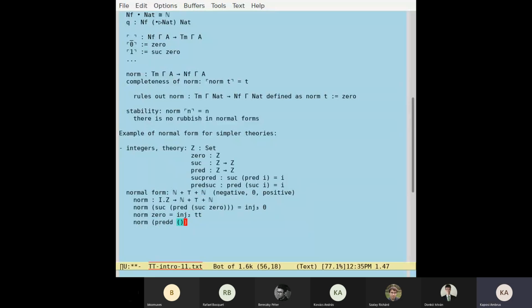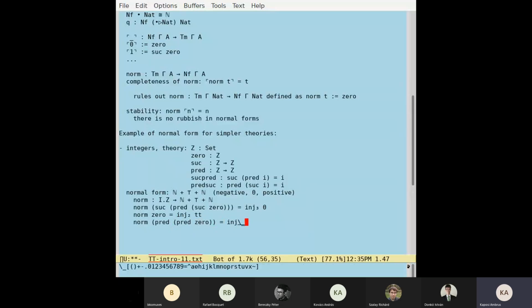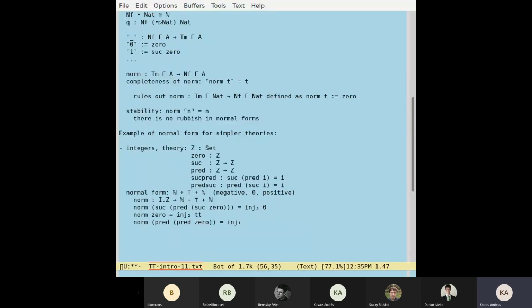And okay, let's write a negative number. So for example, pred of 0 will be mapped to ing1 of 1, right? Because it's -2. Okay, so this is -2. Just write it here. This is 0. This is +1, right?